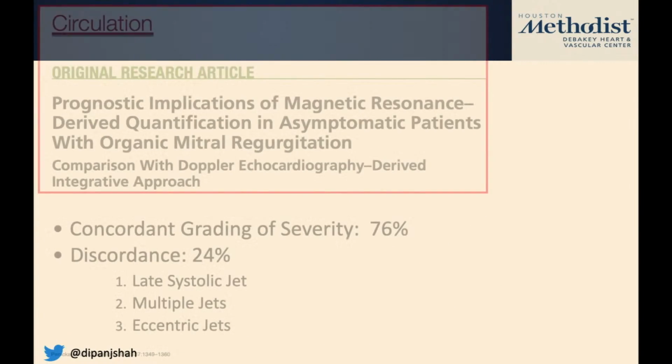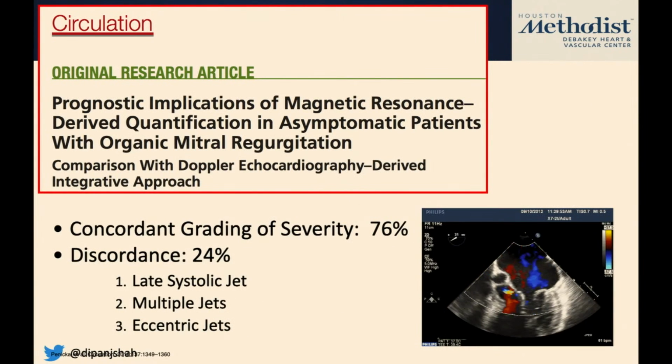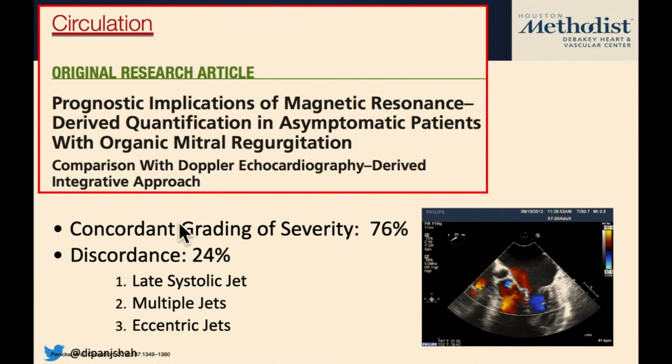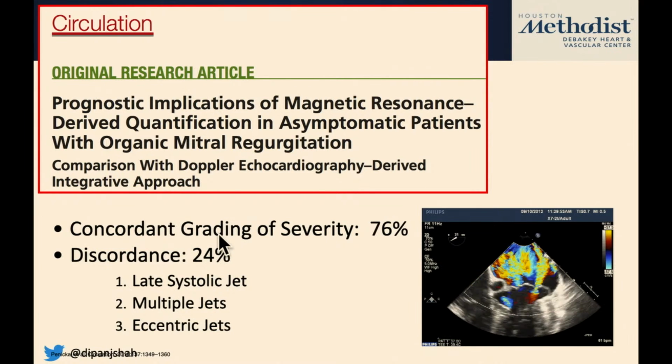And I think the question always then comes up, okay, so what are the cases? Should every case go on to get a CMR? Are there certain scenarios where we can expect to see a discordance? This was a very nice study that came out a couple of years ago, which looked at a series of over 250 patients who underwent follow-up of asymptomatic organic mitral regurgitation.